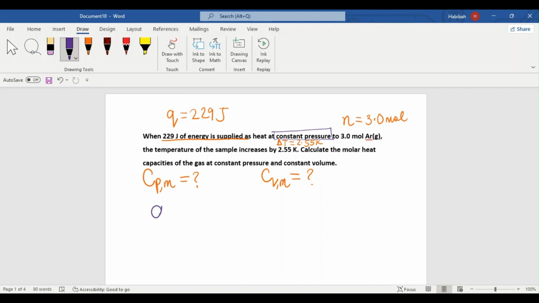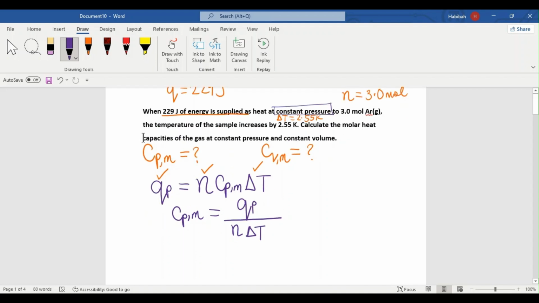So generally, the formula for heat at constant pressure is Q_P equals number of moles times C_P,m times change in temperature. So this is basically it. Now we have the heat at constant pressure, the number of moles and the change in temperature. So we can rewrite the formula in terms of C_P,m. Molar heat capacity at constant pressure equals Q_P, heat at constant pressure, divided by the number of moles times the change in temperature. So this is basically what we're now going to use to solve it.